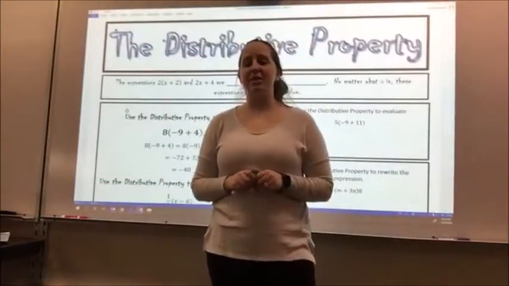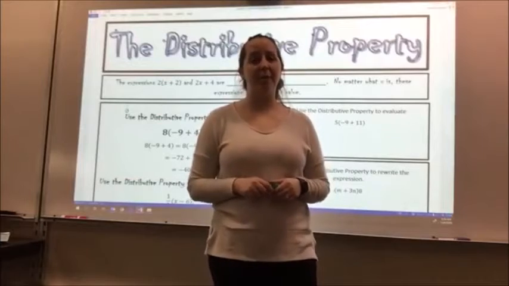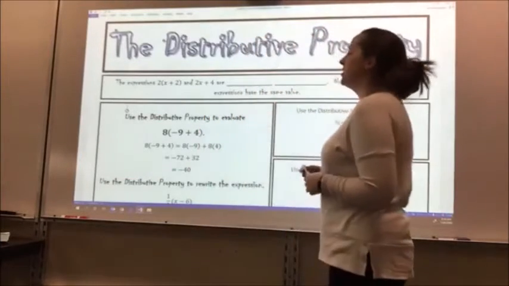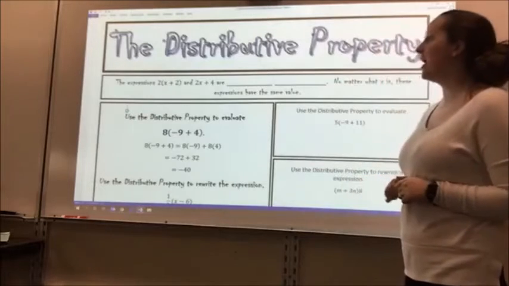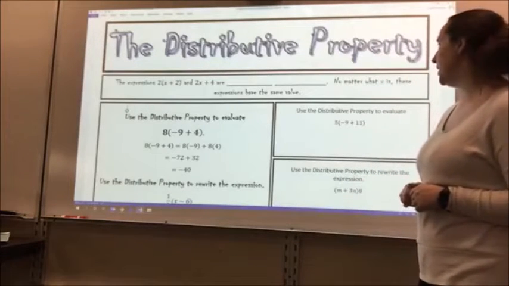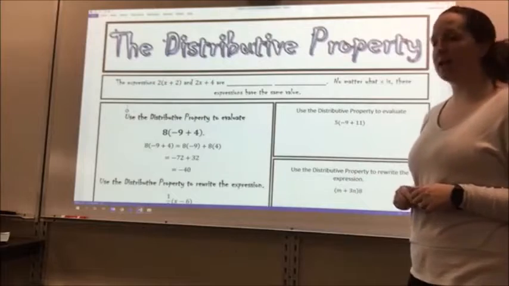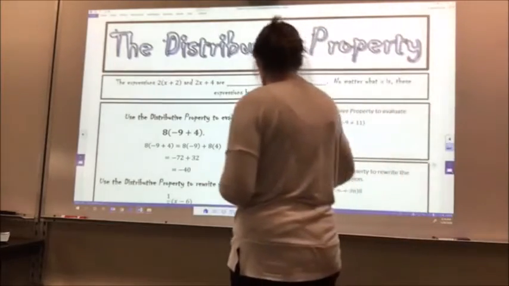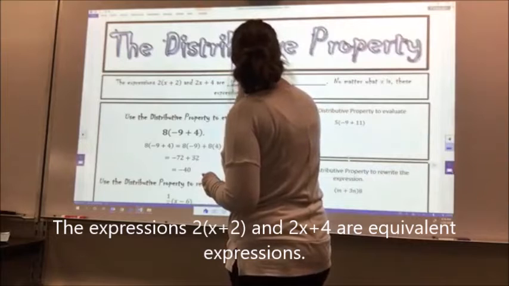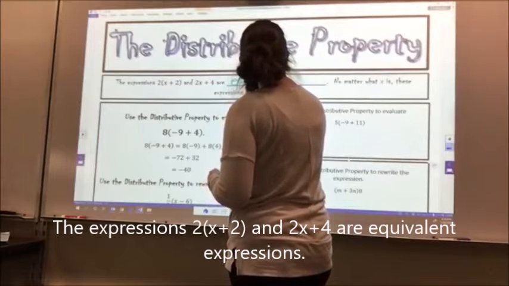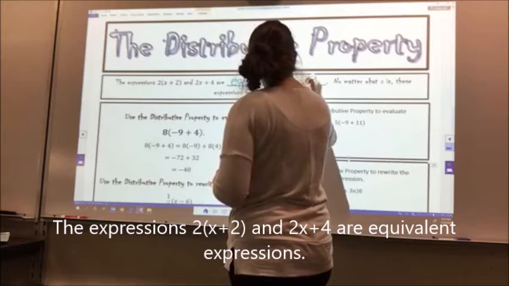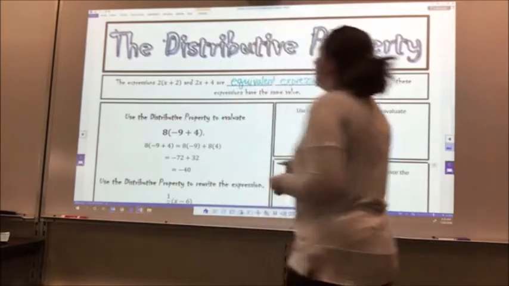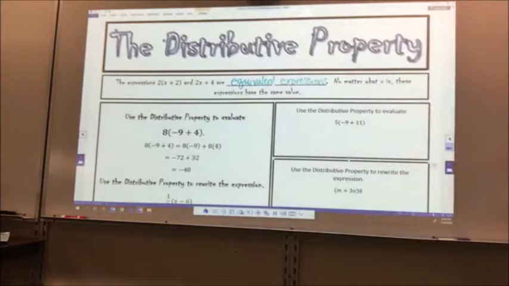All right, this is Chapter 5, Lesson 4, the distributive property. So the expressions 2 times the quantity x plus 2 and 2x plus 4 are equivalent expressions. In those blanks, you're going to write equivalent expressions. No matter what x is, these expressions have the same value.